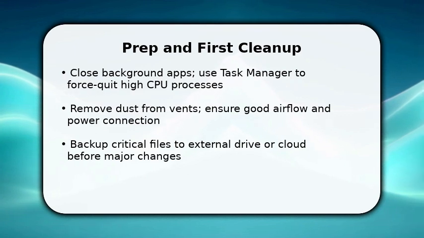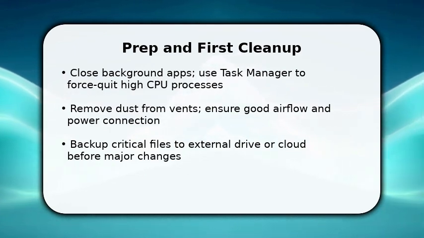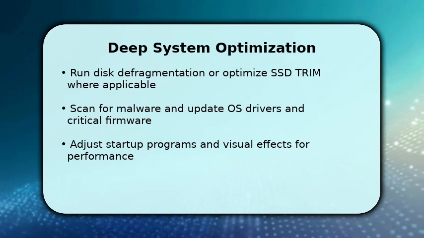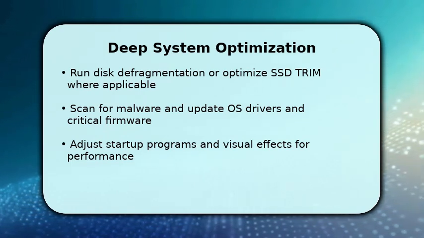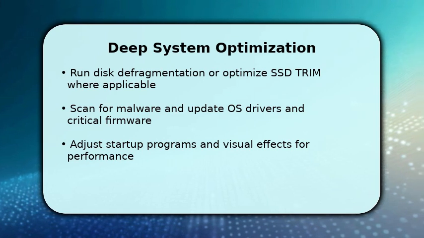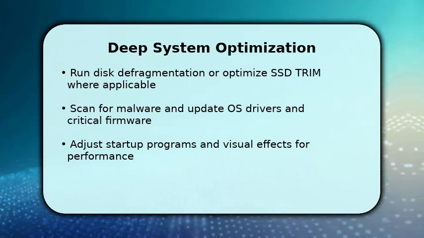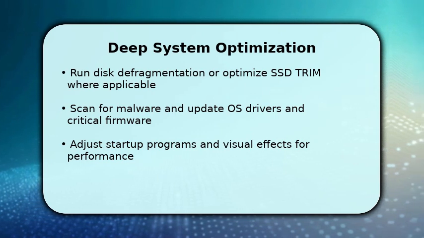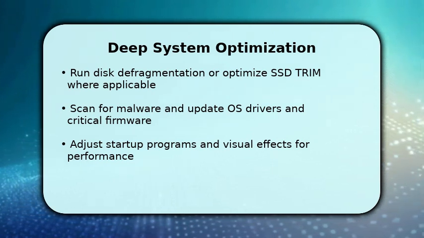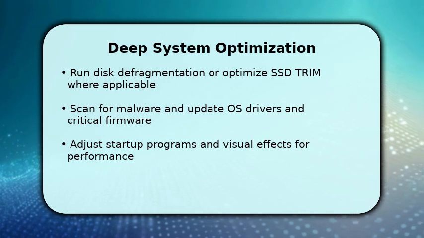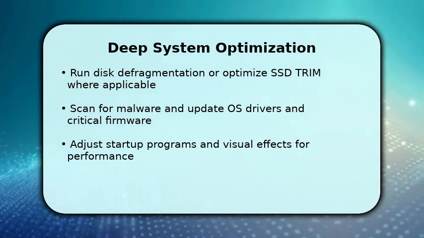Now move into deeper optimizations that change how the system behaves. Run a full antivirus scan to rule out malware, then update Windows or your OS and install the latest drivers for the chipset and GPU. Outdated drivers cause stutter. For HDD, defragment. For SSDs, ensure trim is enabled.